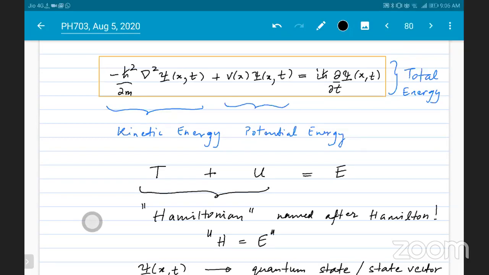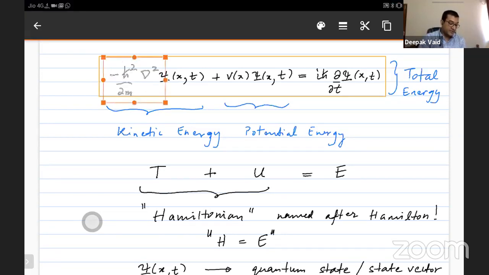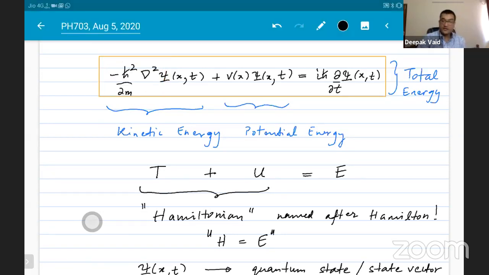And i h bar dou by dou t is the energy operator, right? That's right. So I will motivate the construction of these operators in the next class. Why is this the energy operator? Why is this the kinetic energy operator? These I will motivate in the next class. I will explain what it means. And momentum operator is minus i h bar times the derivative with respect to position. That's right.